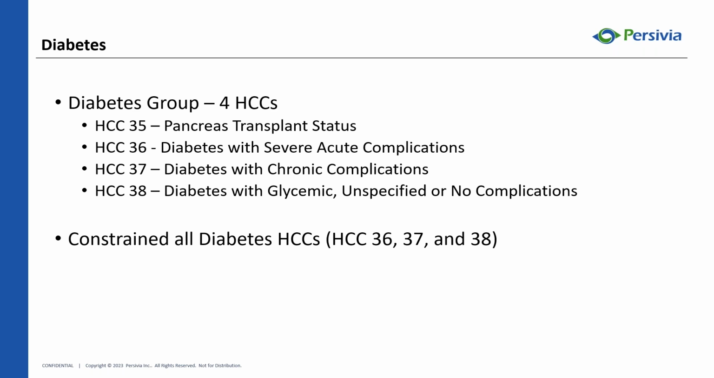And what's interesting here is that HCCs 36, 37, and 38 have all been constrained. What this means is that these HCCs carry the same weight, relative factors, regardless of severity. So as in the previous version 24, if you had HCC 17 or 18, which is acute or chronic diabetes, they had a higher weight. Next, please.